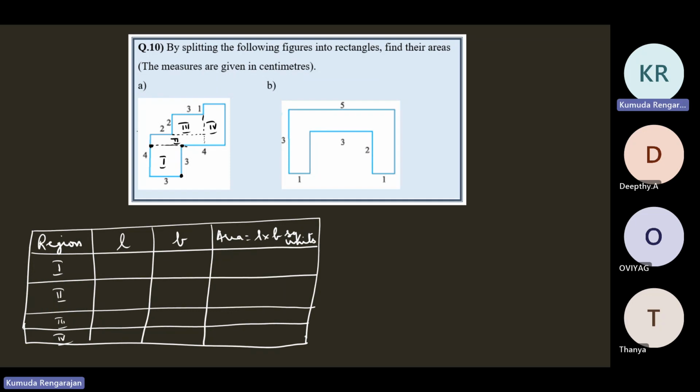Okay. So from here to here is 3 centimeters. Is that clear, Tanya? Yes, ma'am. So the opposite side from here to here will also be 3. Is that correct? Yes, ma'am.